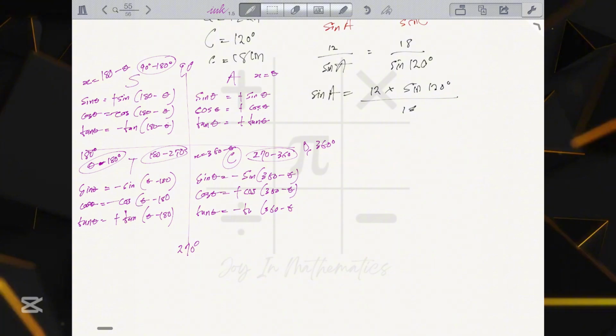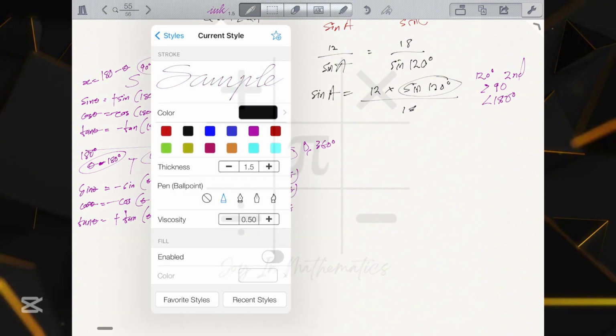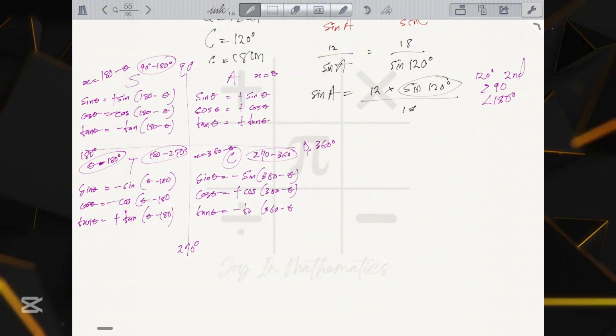Now let us apply this to the question. In this question we have sine 120 degrees, and 120 degrees is in the second quadrant because it is greater than 90 degrees and less than 180 degrees. So with respect to that, let's apply the formula for sine theta in the second quadrant.